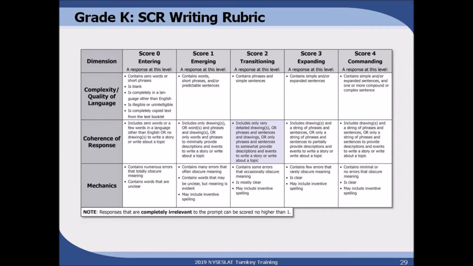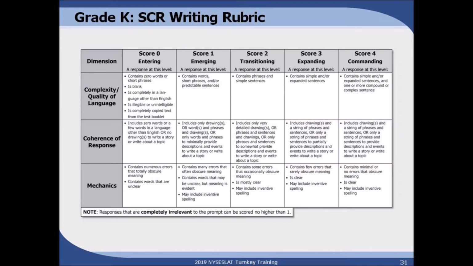At the transitioning level, a response that includes only a very detailed drawing to somewhat provide descriptions will receive a holistic score of 2. However, that is very rare. More common are responses that include phrases, sentences, and drawings that somewhat provide descriptions, or a response that contains only phrases and sentences that somewhat provide descriptions. At the expanding and commanding levels, while the response may or may not have a drawing, the score is based on the string of phrases and sentences. An expanding response somewhat provides a description, and a commanding response provides a description.